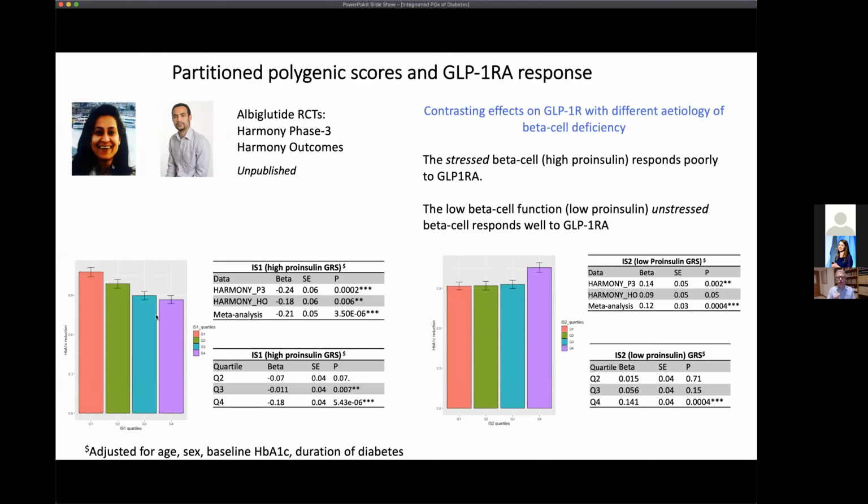So we have this contrast in the character of the beta cell dysfunction that is impacting on how our patients respond to GLP-1 receptor agonists. And you can think of the high proinsulin group as those who've got a stressed beta cell, and that's classic beta cell dysfunction. And the group who've got a low proinsulin as being the unstressed beta cells, potentially even the sort of the lower beta cell mass groups.